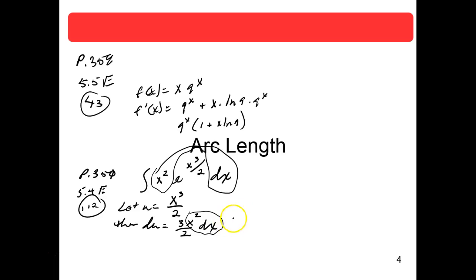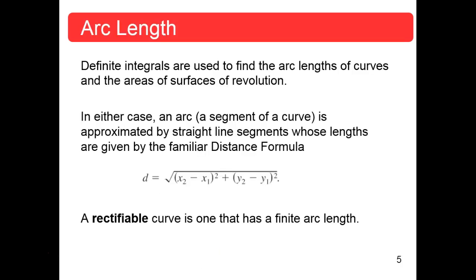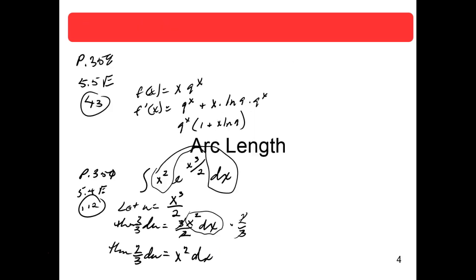Multiply by 3 over 2. No, 2 over 3. Yeah, because if you multiply by 2 over 3, this goes out and that goes out, right? Multiply by the reciprocal. All right, so now 2/3 du is equal to x squared dx. Okay, I think we're ready to roll now.